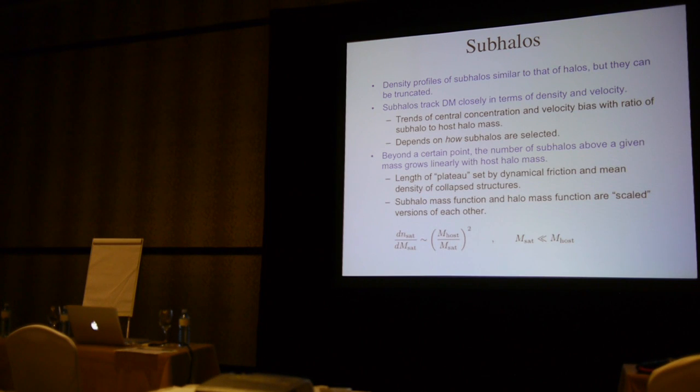If you look at the actual subhalos themselves, their density profiles are quite similar to that of halos. They look sort of like a broken power law, except that they can be and frequently are truncated, especially if they're in very massive dark matter halos which have strong tidal fields. You get tidal truncation, tidal stripping. Subhalos track the dark matter closely in terms of density and velocity. They're not absolutely perfectly unbiased, but they're relatively unbiased. There are trends of central concentration and velocity bias with the ratio of the subhalo to host central mass. Things that are more massive, experiencing more dynamical friction and so on, are having more velocity bias compared to things that are very, very low mass, which behave much more just like an unbiased tracer of the mass field.